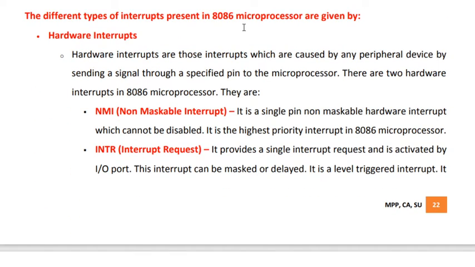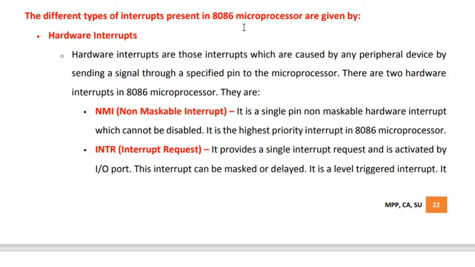Now let us try to understand different types of interrupts that are present in 8086 microprocessor. There are basically two types of interrupts in the 8086 microprocessor. These are called hardware interrupts and software interrupts. Hardware interrupts are those interrupts which are caused by any peripheral device by sending a signal through a specified pin to the microprocessor.